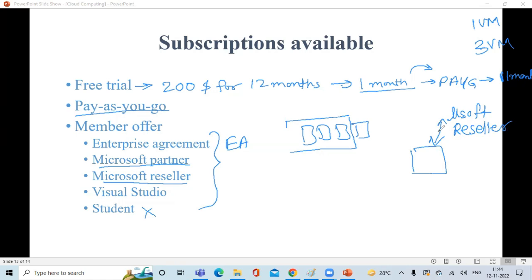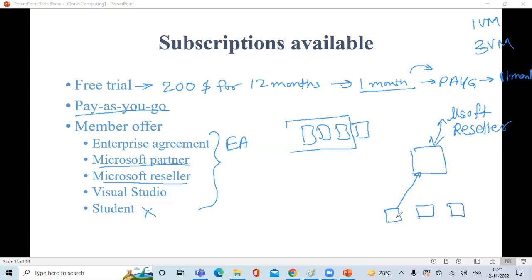Now here we are having the agreement. Now the small industries, if I'm having a small company, I cannot afford this Microsoft reseller, Microsoft partner, or the enterprise agreements, but I want to utilize the resources from a cloud. Then what I can say is that, okay, this company will connect with this particular Microsoft reseller.